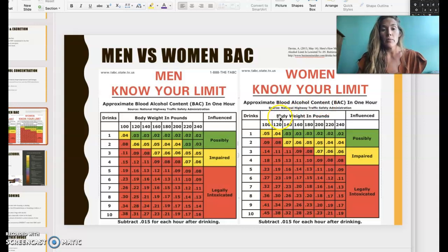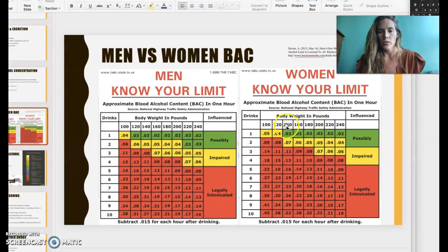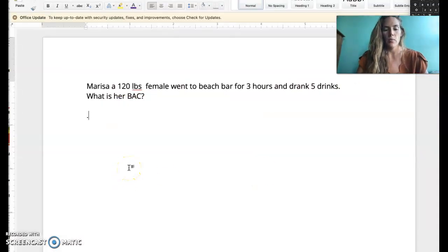But she's a 120-pound female, so we go to the women's. We find 120 pounds. The body weight is up here, 120 pounds, and she had 5 drinks, okay? So 120-pound female, we go down to the number of drinks here, 5, and we go over to 120 pounds, and so that means her blood alcohol content is 0.19%. So I'm going to write that down. 0.19% is 5 drinks, 120-pound female.